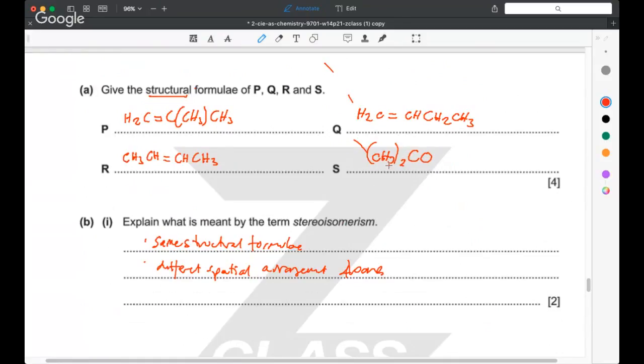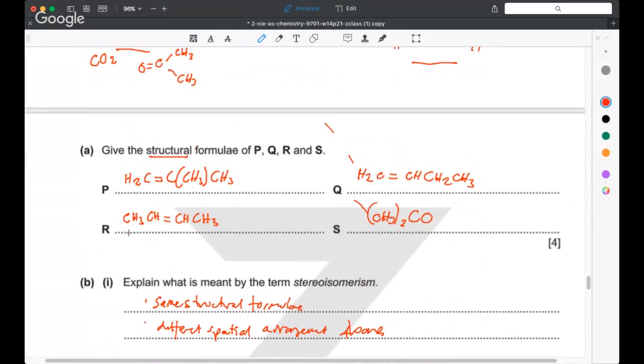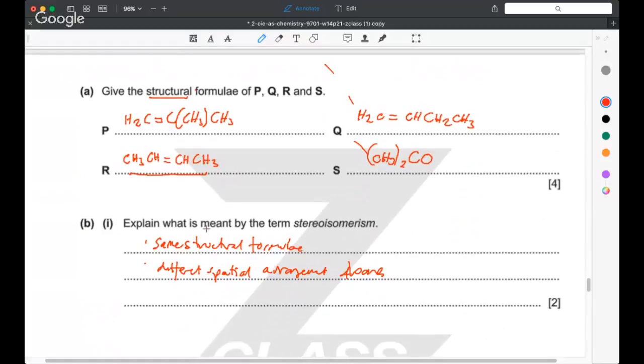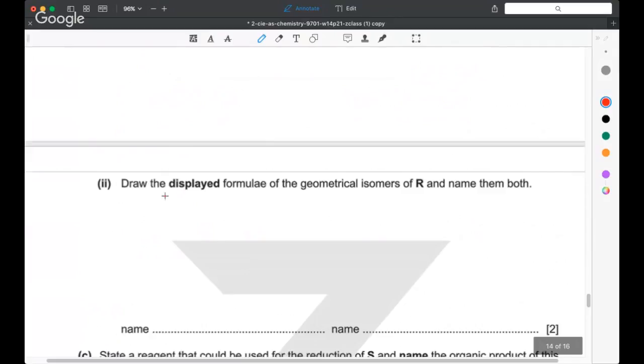Okay, so here's R, isn't it? So that it's got one structural formula, but we can draw displayed formulae which show a different spatial arrangement in two different geometric isomers. And that's what we have to do next. And the examiner has emboldened this command here to use displayed formulae. Now, when you do displayed formulae, that means that you've got to show every single atom and every single bond. So you could have done this.